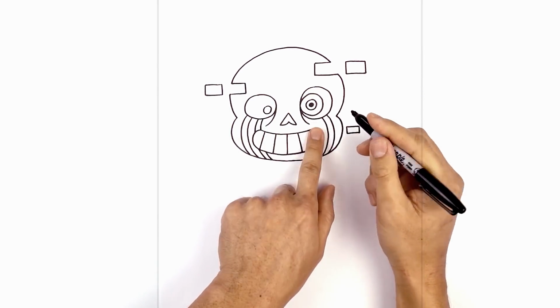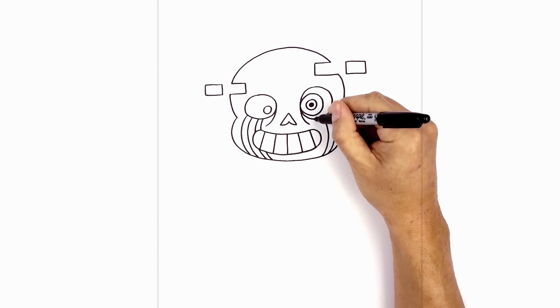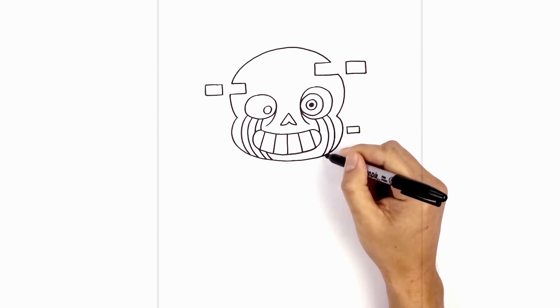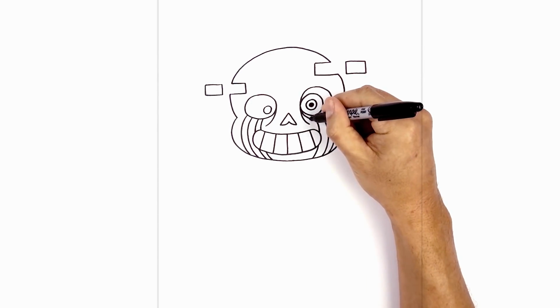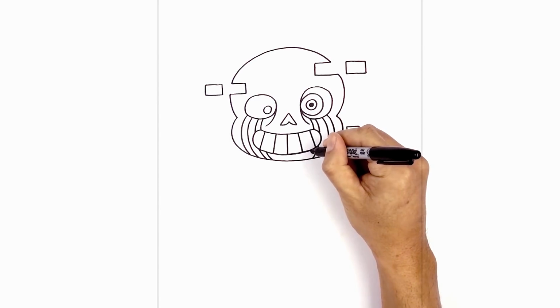Now we're going to duplicate that curve on the inside. Starting at the bottom of the eye, we're going to curve around, in behind the mouth, and down towards the chin. Again, stepping in, we'll just trace that out on the inside.